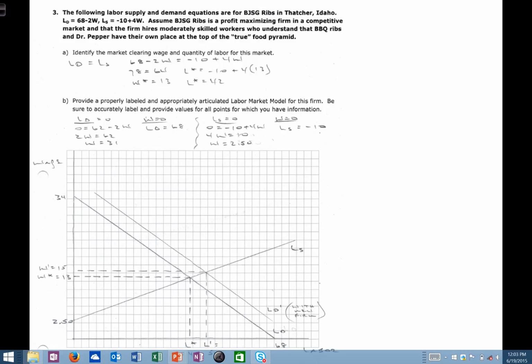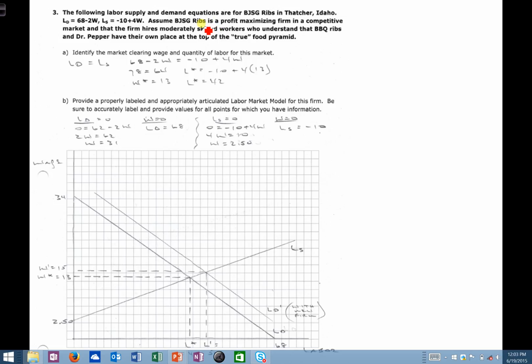We have a labor supply and demand relation for BJSG ribs, and now it's in Thatcher, Idaho. So apparently not just Mankato, Minnesota, but now it's Thatcher, Idaho as well. We have the same labor demand relationship we had in the earlier version of this. So it's labor demand 68 minus 2W, but now we have a labor supply of negative 10 plus 4W.